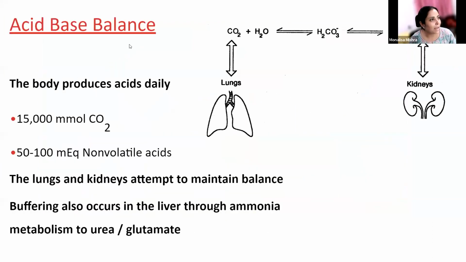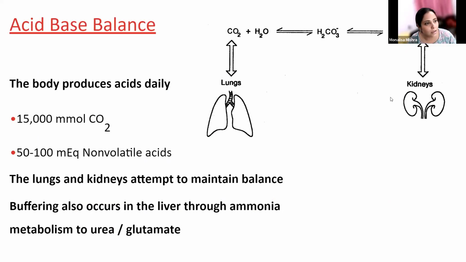So regarding the acid-base balance of the body, the body produces acids daily. It produces around 15,000 millimoles of carbon dioxide and 50 to 100 milliequivalents of non-volatile acids. The main responsibility of getting rid of this is the lungs and the kidneys. The lungs and the kidneys attempt to maintain the balance, and some amount of buffering also occurs in the liver. But the main two organs responsible for maintaining acid-base balance are the lungs and the kidneys.